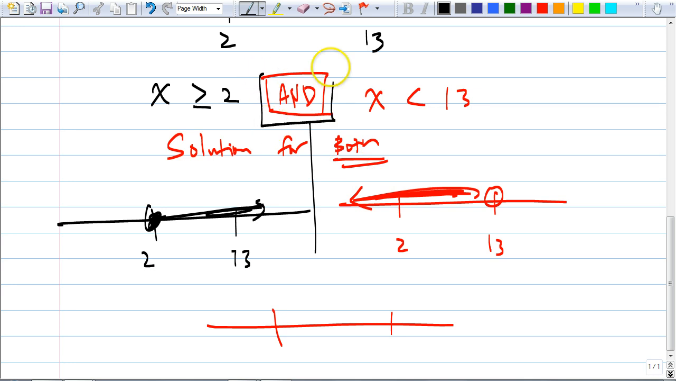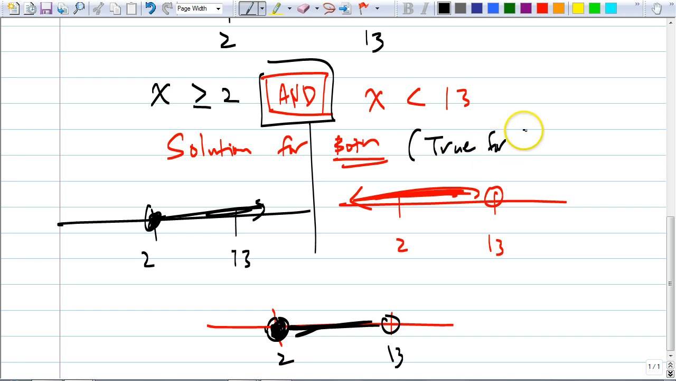So when I say "and," I want the solution for both. In other words, this is a solution where both of them overlap. Isn't that where they overlap? Right, guys? So when I use the word "and," I want the solutions where it's true for both. Solution for both means it's got to be true for both. Right? Does that make sense, guys? So that's what we worked on last time.